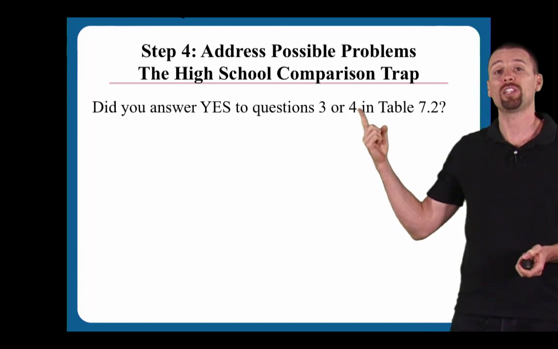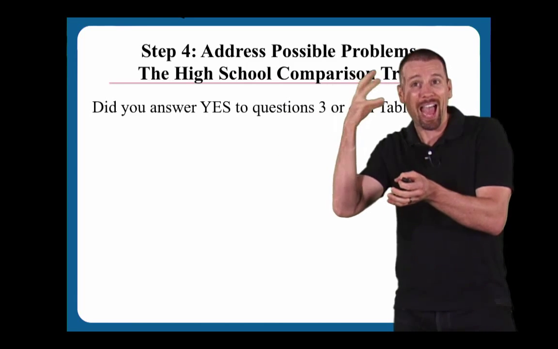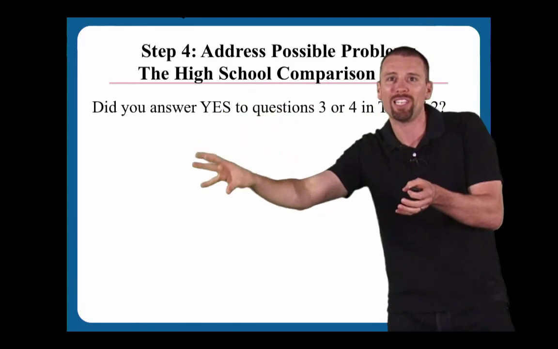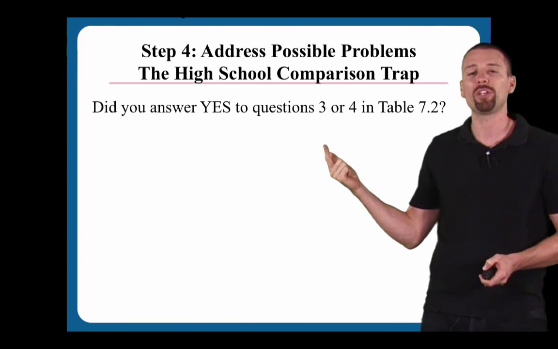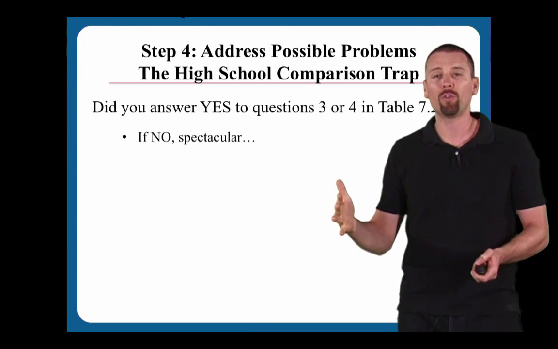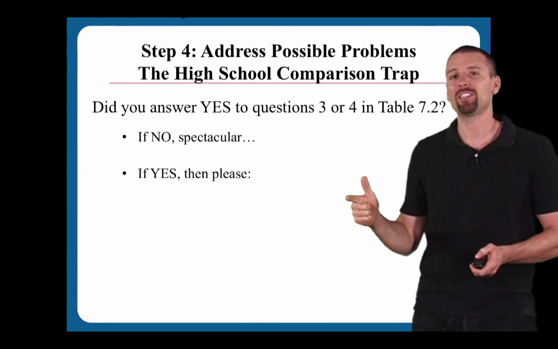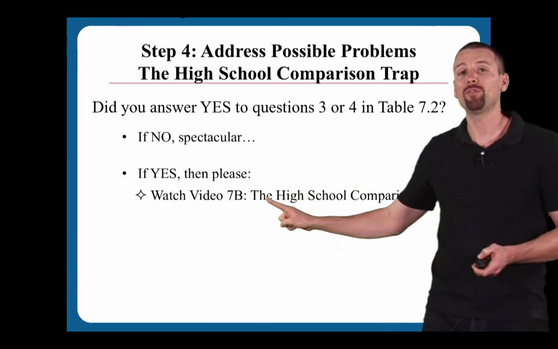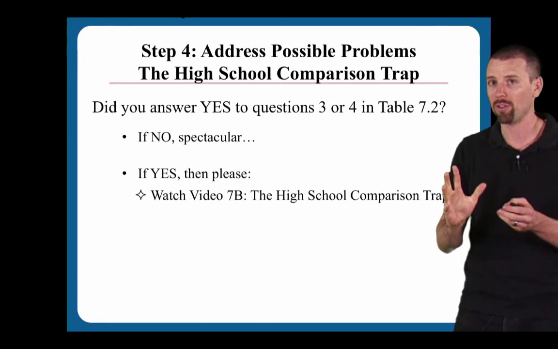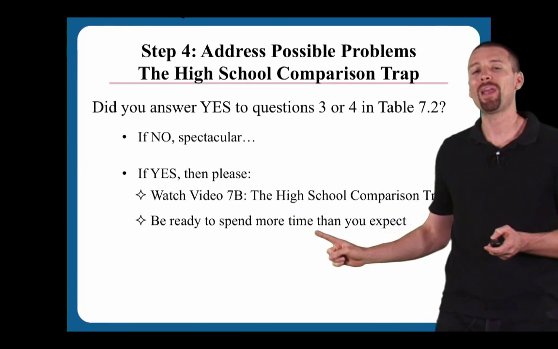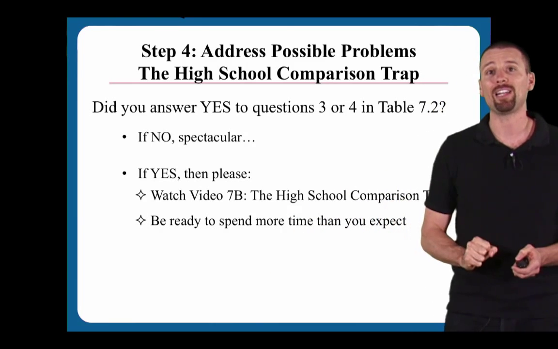The next one has to do with something called the high school comparison trap, and that's what happens when we get into the habit, even if it's subconscious, of comparing what we did in high school to what we're doing in college. So did you answer yes to either questions 3 or 4? If you didn't, wonderful, you're probably in the process of thinking like a college student. If you did answer yes to questions 3 or 4, then watch video 7B in this series, which is called the high school comparison trap, another one of those scheduling traps, and be prepared to spend a little bit more time than you think to achieve your academic goals.